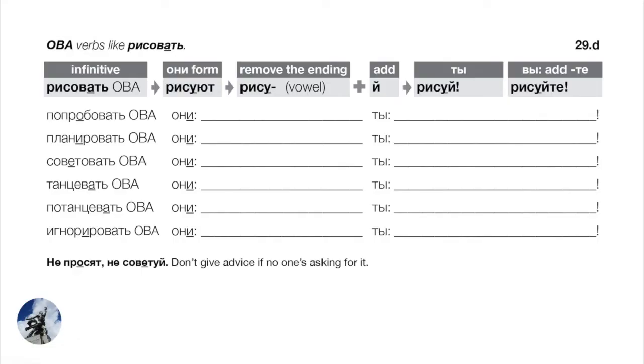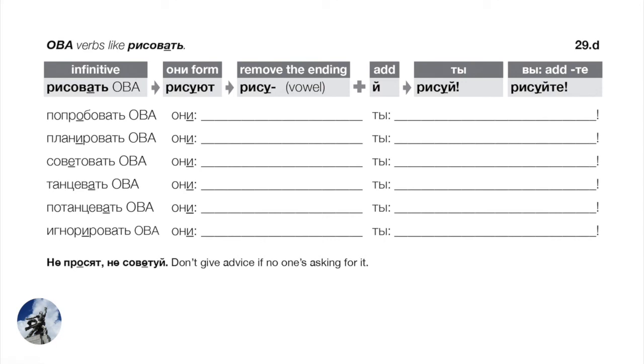Okay, let's look at some ova verbs like рисовать. We saw examples already that would give, for example, рисуй, right? Because the ova collapses to an u. So hopefully that pattern is easy to pick up on. Попробовать. So let's tell someone to try something. That would be попробуй, right? The вы form would be попробуйте. Okay, планировать, plan something. Планируй.